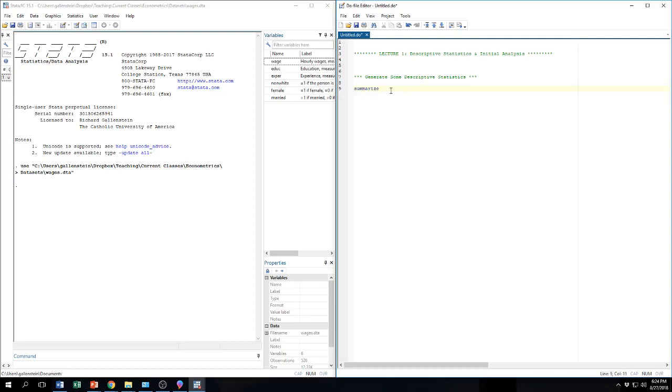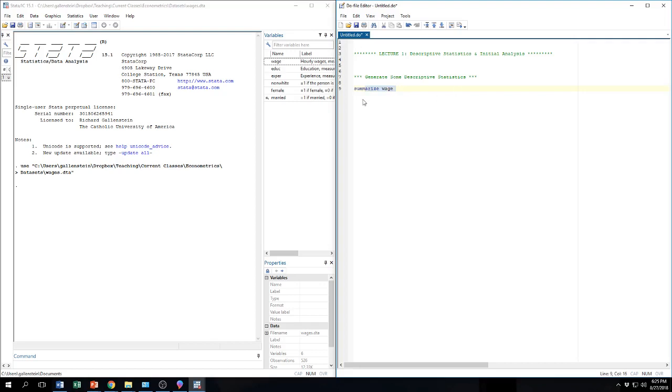So let's say we're doing an analysis and we want to know how being married is related to wages. Then we're going to want to know, what's our wage variable like? What's the average wage in this sample? What's the standard deviation? How are the wages distributed in the population? So let's look. Summarize wage.